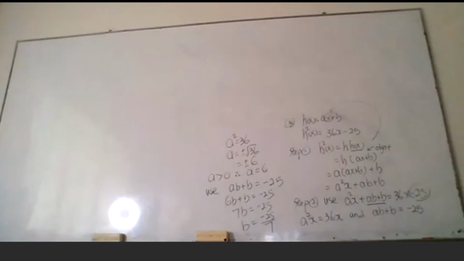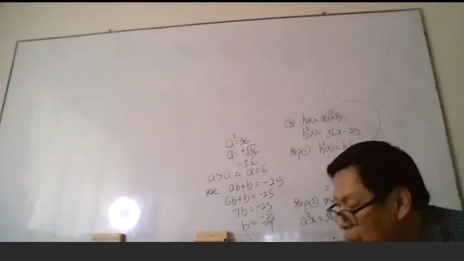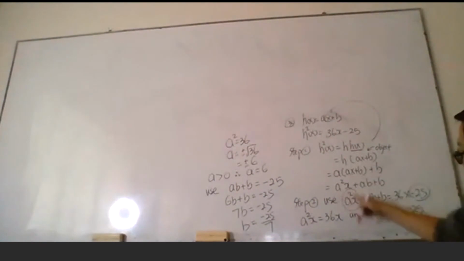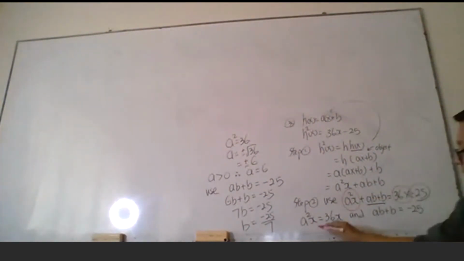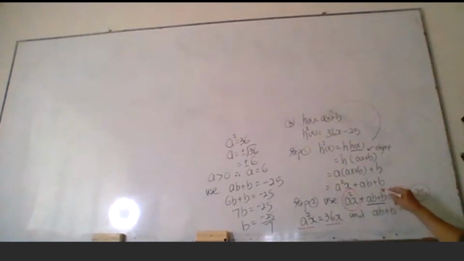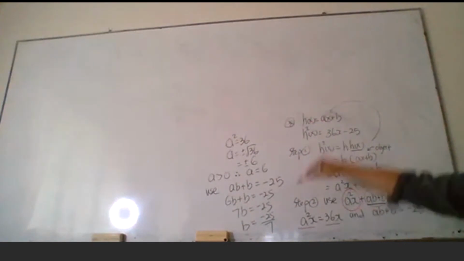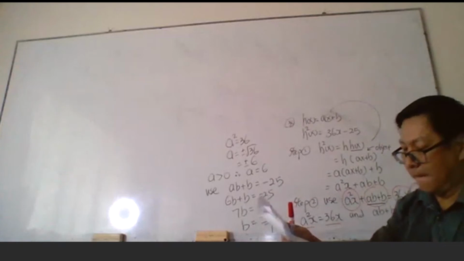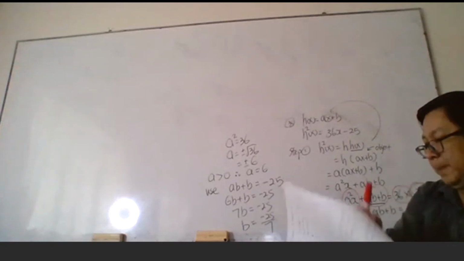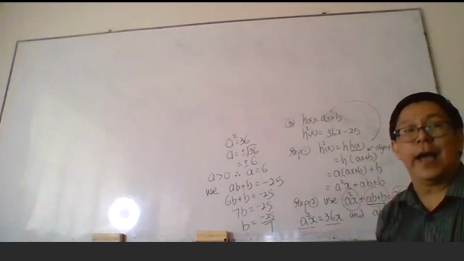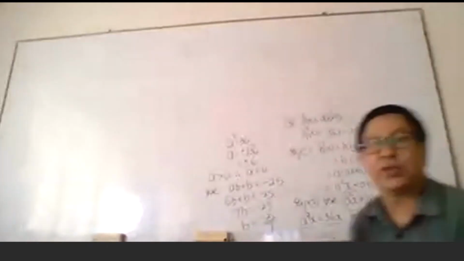Remember, over here we use a squared x = 36x, then we can find the value of a. Another one, ab + b = -25, so that you are able to determine the value of b. If you're okay, I will come to the end of this chapter.